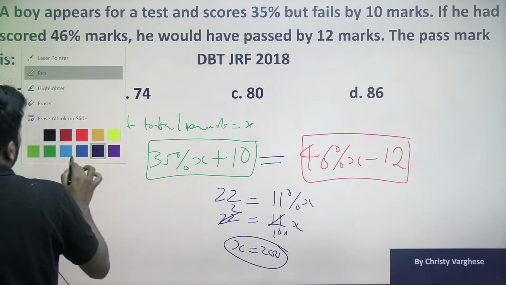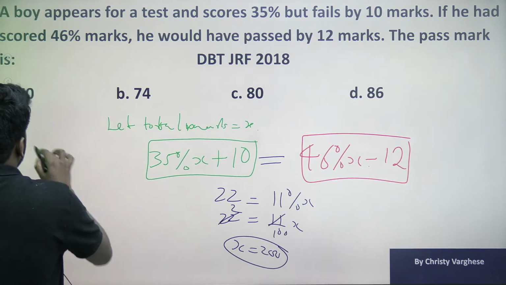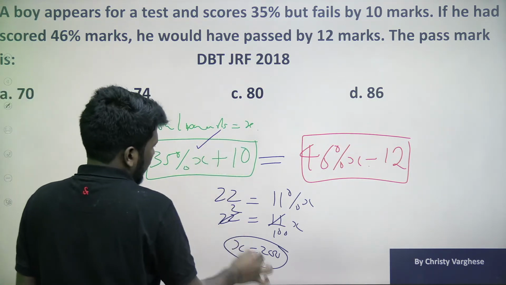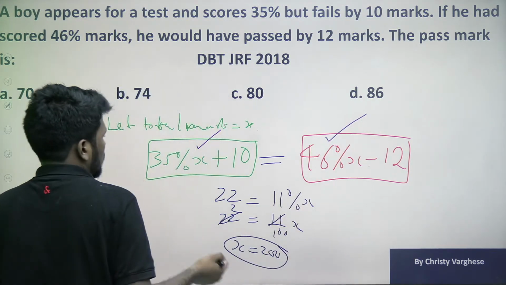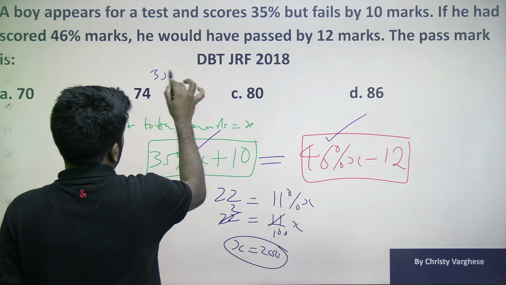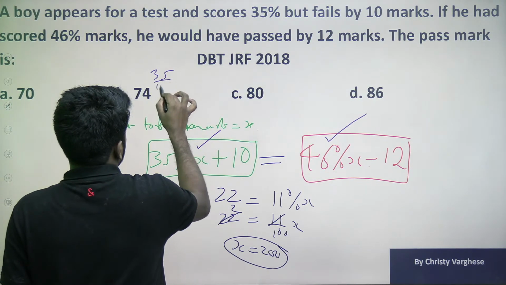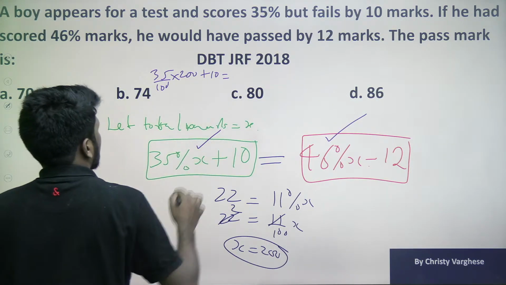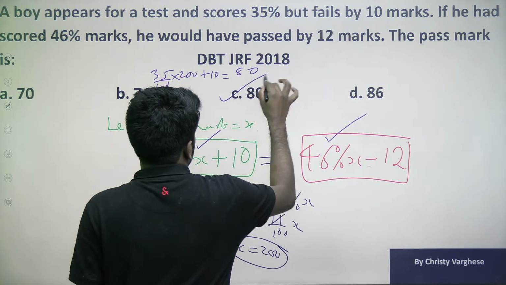Total mark is 200. What you need is the pass mark. So what will be the pass mark? Pass mark, either you substitute x here or here. Both will give you the same answer. 35% of 200, that is 35 by 100 into 200, plus 10 is the answer. That is 70 plus 10, 80 is the answer.